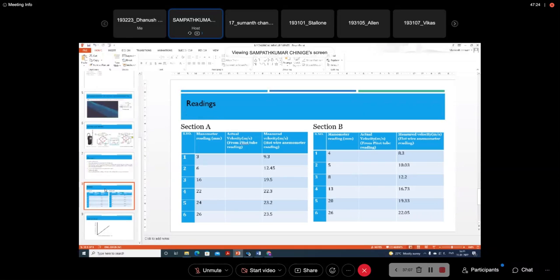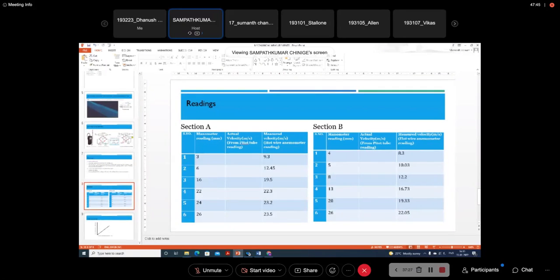And these are the readings for two different sections. Section A, you follow these readings, right? And here it is section B. You can see here I have given the manometer reading, and from this you have to find out the actual velocity. And this is the actual measured anemometer reading.